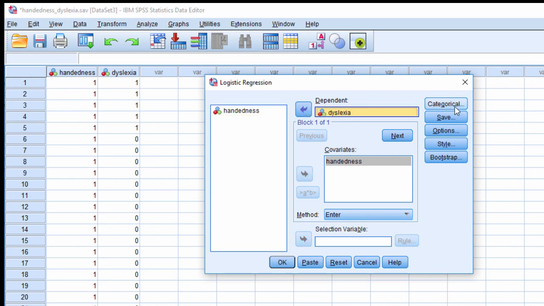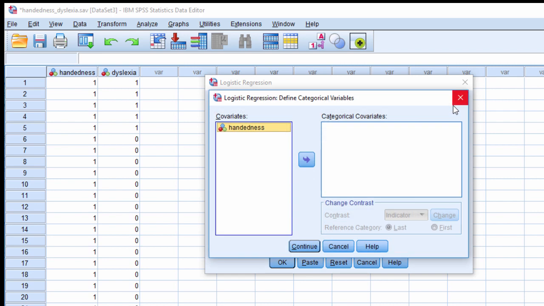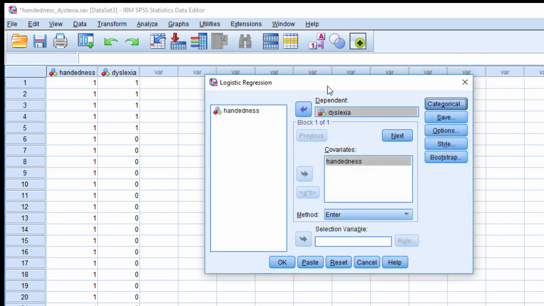There is an option here, Categorical, that isn't relevant to this analysis because handedness is simply scored on a dichotomous scale. If you had something with three categories or more, you might consider using this window to help analyze the data in an insightful way. I'm not going to talk about that here because handedness is not one of those types of categorical variables.